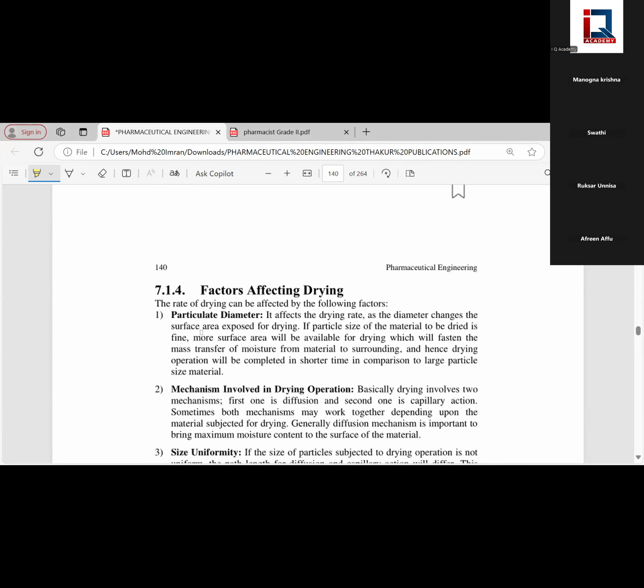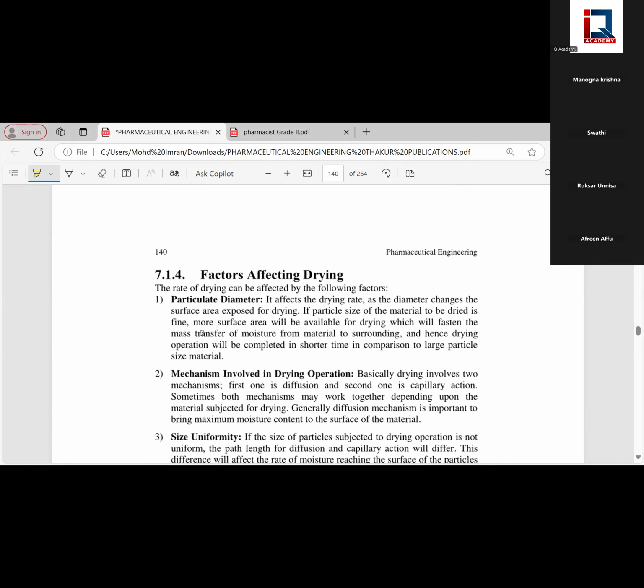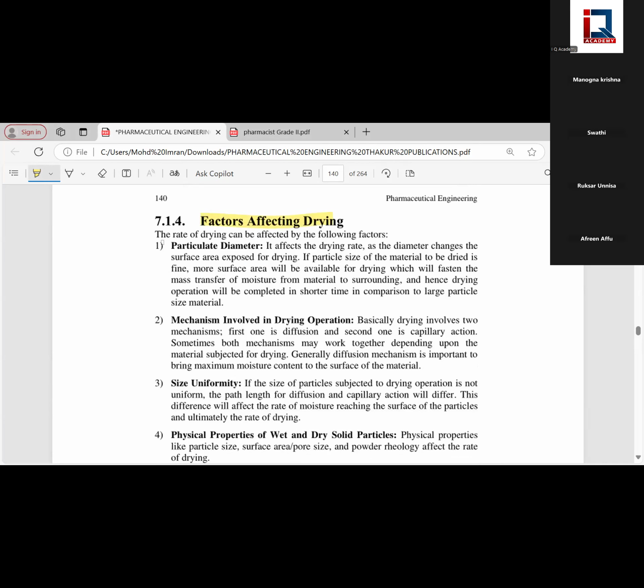We need not focus much on that. The most important thing in this class is the factors affecting drying. What are the different factors which affect drying? Particulate diameter can affect drying. The bigger the particle diameter, the lesser the surface area, and it will take more time to remove the bound water from it. The smaller the particle size, the easier the drying. This is one of the major factors we should remember.